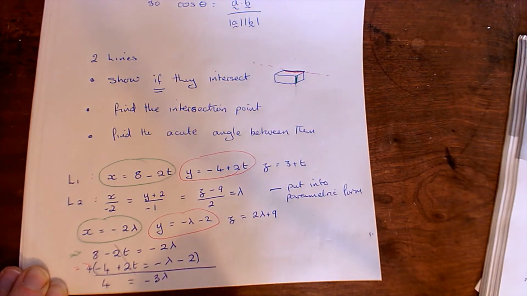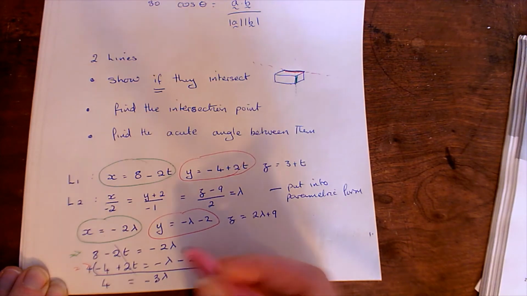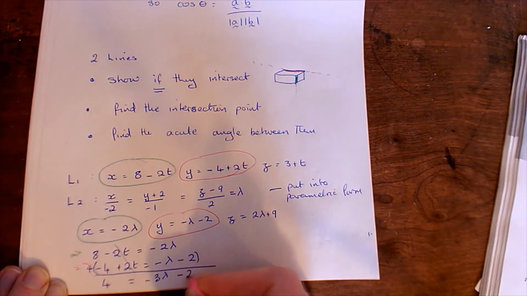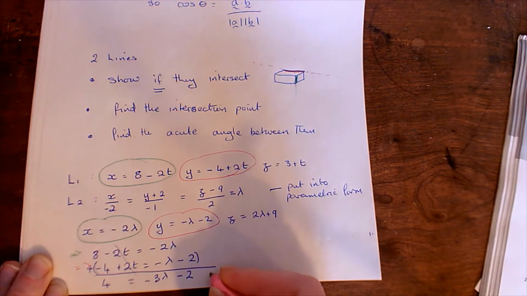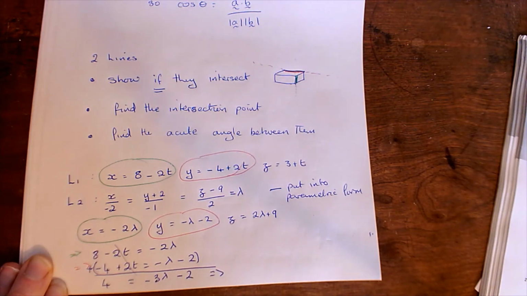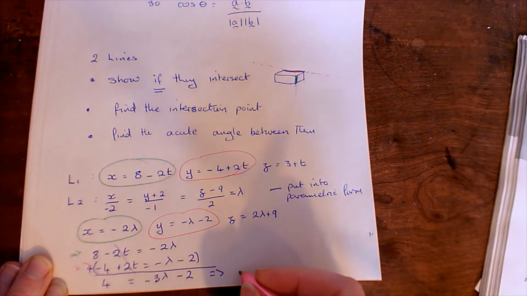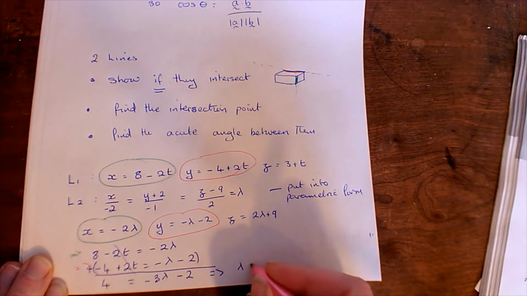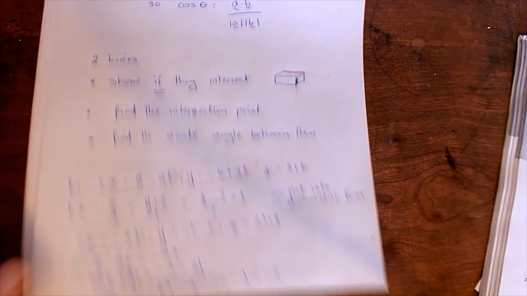And we've got a minus 2 there. And if we rearrange that, we get minus 3 lambda equals 6, or lambda equals minus 2. So that's just simultaneous equations.